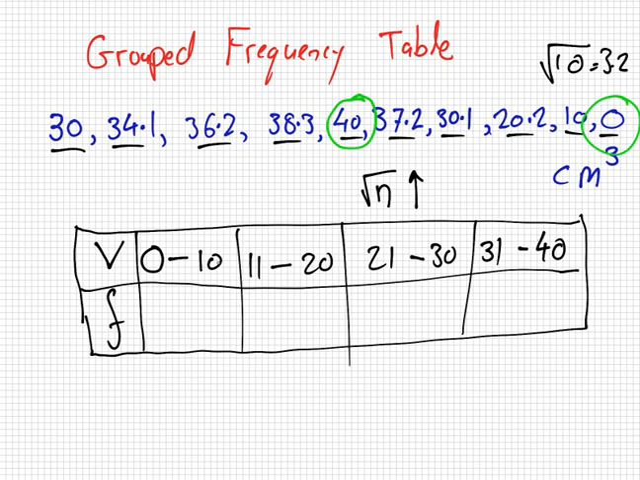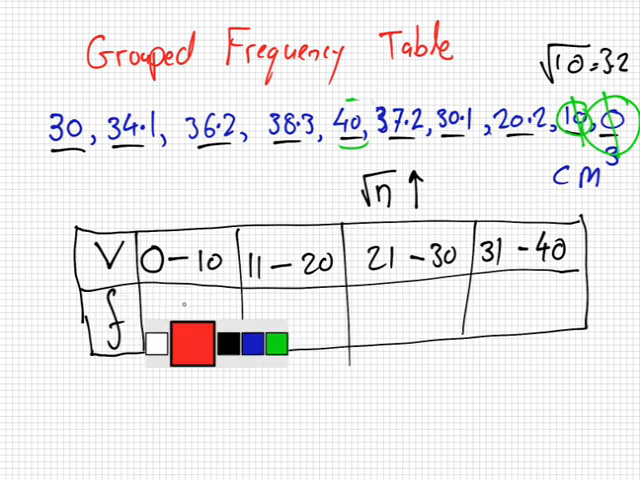Okay, the 0 to 10 box, let's see what's in that. So of course we have 0 here. Let me just get rid of that circle for the moment. We have 10. Anything else? No. So that's 2 goes in there. Okay, now 11 to 20. Do we have none of those? No. 20.2 is going to be rounded up to 21.